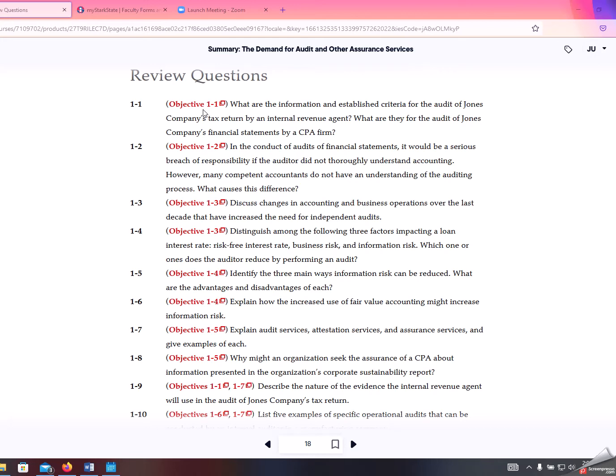Then it adds, many competent accountants do not have an understanding of the auditing process because auditing is just a specialty in accounting. Obviously not everybody is going to end up being an auditor. It's just one branch of accounting. Auditing itself is setting up what type of sample size I am going to use and what type of financial data I am going to pull, so that I can double check this data to make sure it is in compliance with generally accepted accounting principles.